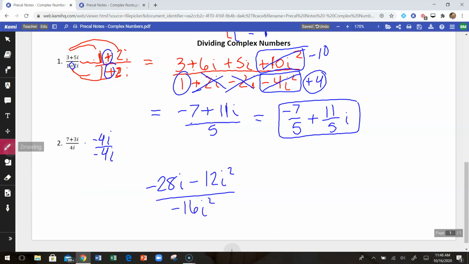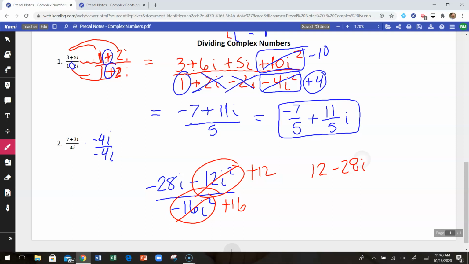Your i squared terms, you want to change those. So negative 12i squared is just plus 12. Negative 16i squared is just plus 16. So on top, I have 12 minus 28i. On bottom, I have 16.